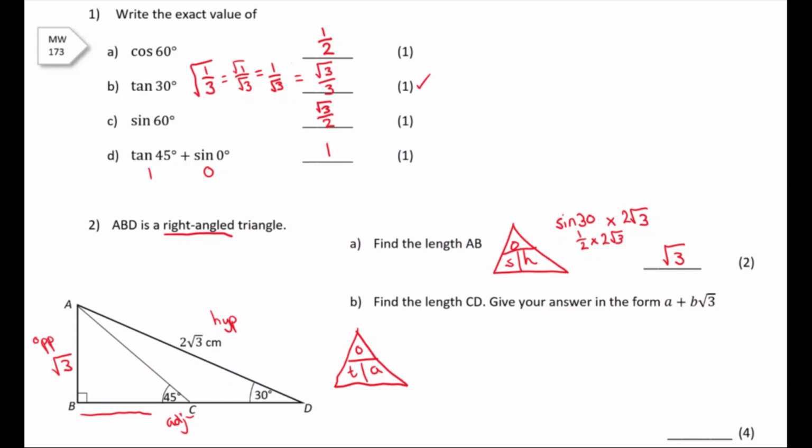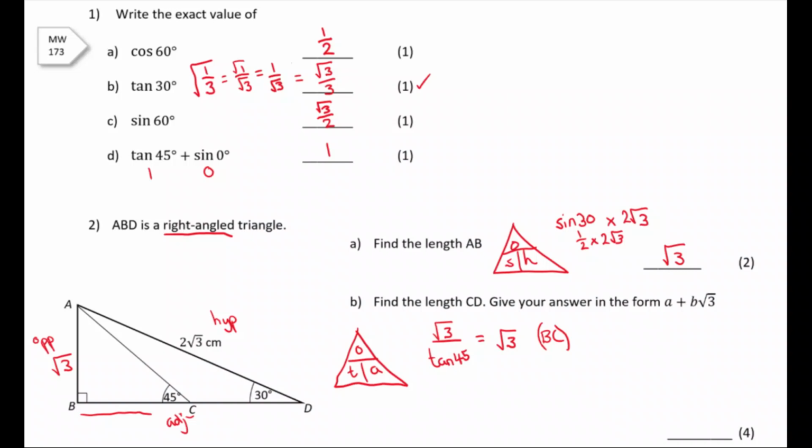Okay, so if we want the adjacent, we're going to do opposite divided by tan of the angle. So we're going to do root 3 divided by tan 45. Tan 45 is 1, you see that up here, so this is root 3 as well. So BC is root 3. So write that down so we remember what we just worked out. And we need the overall length so that we can take that away from it.